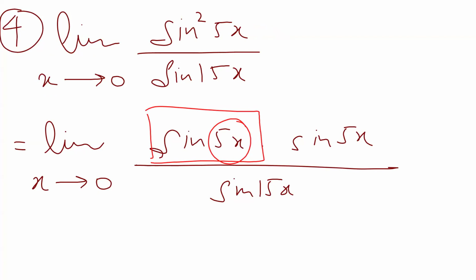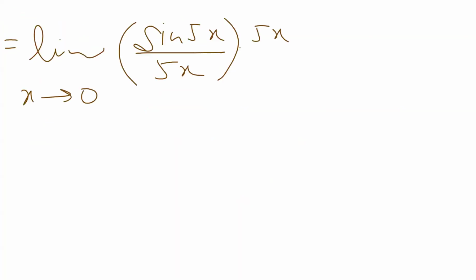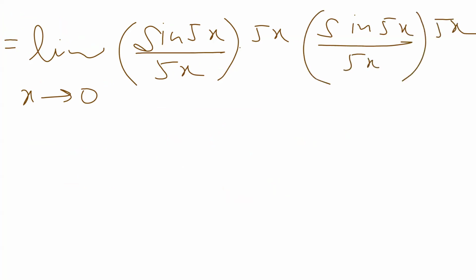Now there is one more sine 5x in the numerator. The angle is 5x over here. So beneath this sine 5x, what should be written? 5x. So again, I am going to multiply and divide with 5x. Sine 5x multiplied and divided with 5x. Now this should be easy for you all.